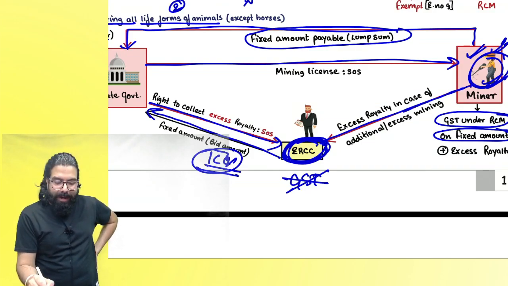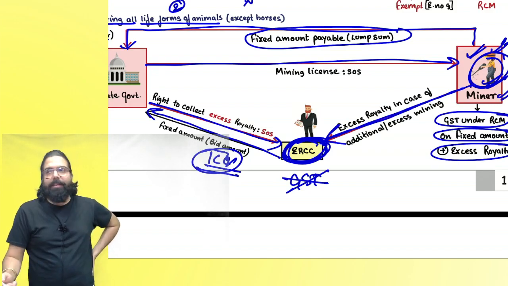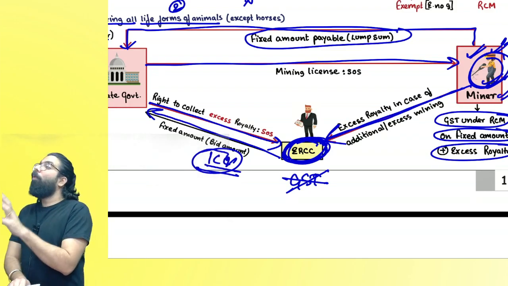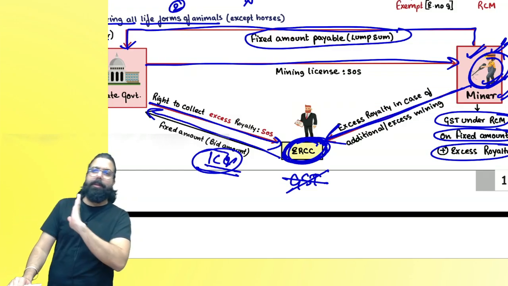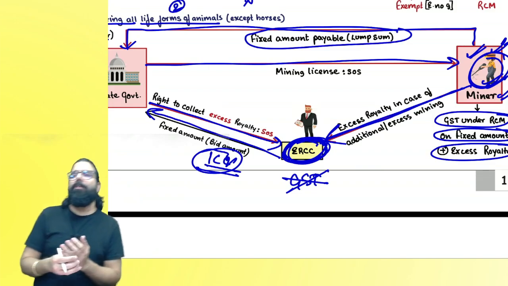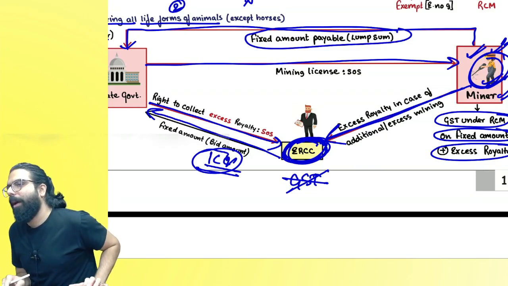But tell me one thing. This miner will go ahead and pay excess royalty. Now, on the excess royalty, is GST liable to be paid under RCM? This guy has to pay GST under RCM. There are more details to this, but I'm limiting it to this much. Is my point clear to all? Remember, for the excess royalty collection contractor, when he pays the amount to the government, GST has been exempted.